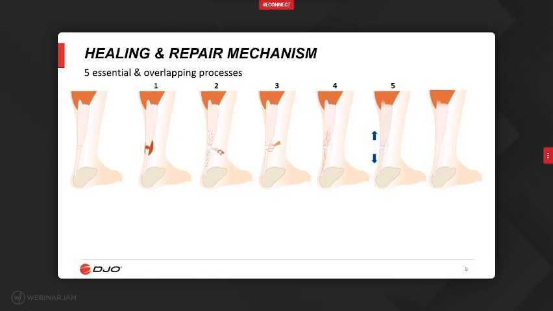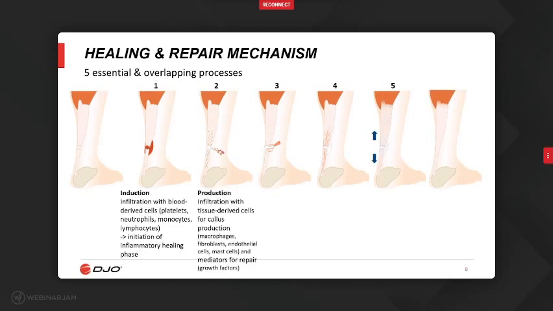Then, as an introduction to the healing and repair mechanisms, I will give you this brief overview of the 5 essential and overlapping processes in the repair mechanism. The first one is the induction phase with infiltration of blood-derived cells like platelets, neutrophils, monocytes, lymphocytes. So this is the initiation of the inflammatory healing phase.